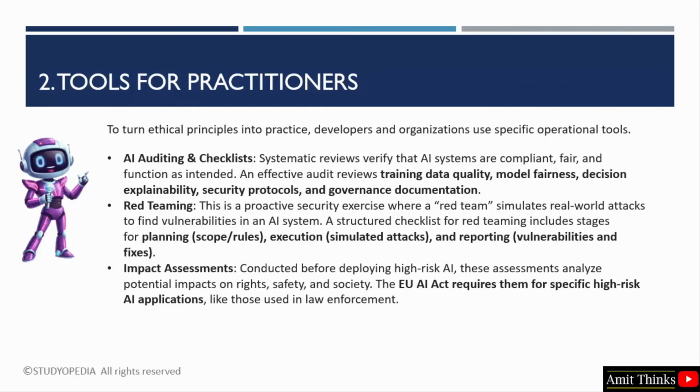The second one includes the tools for practitioners. Operational tools help implement ethical principles, beginning with AI auditing and checklist. Systematic reviews assess compliance, fairness and function. These evaluate data quality, model fairness, explainability, security and governance. Red teaming, proactive security testing where a team simulates attacks to find system vulnerabilities. The process involves planning, execution and reporting stages.